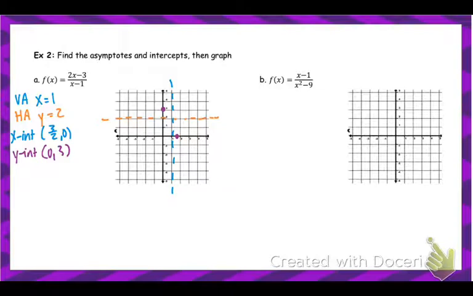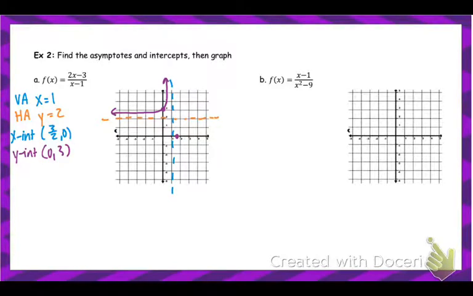Now at this point, we just need to sketch our graph in the right quadrants. Well, to the left of my vertical asymptote, I have two possible sections, one above and one below the horizontal asymptote. I know my graph needs to approach both asymptotes. I also know I have to pass through the y-intercept. And since the y-intercept is in that top quadrant, this first curve is going to go in the top quadrant.